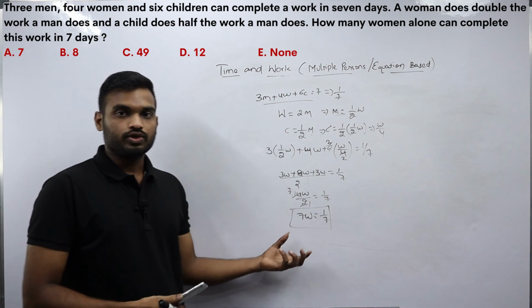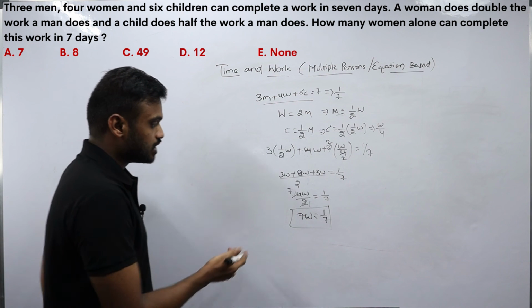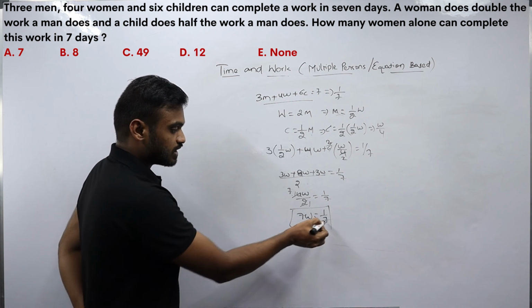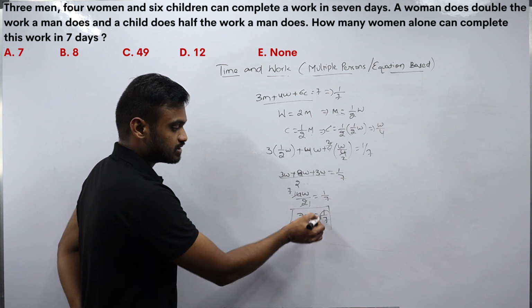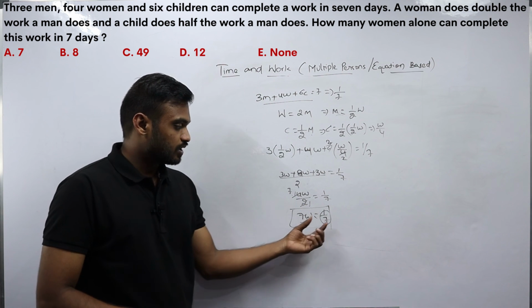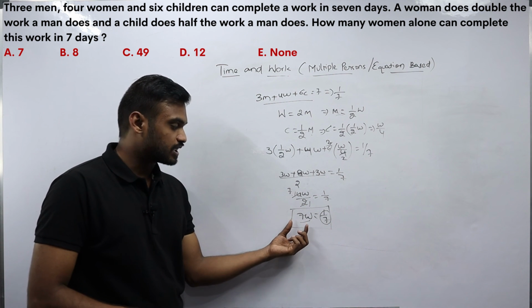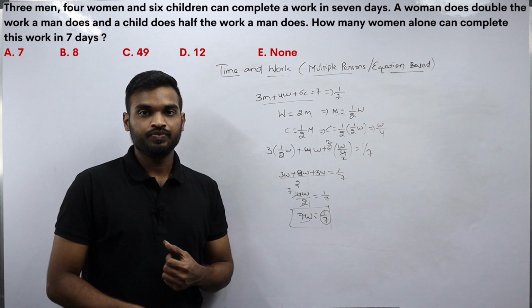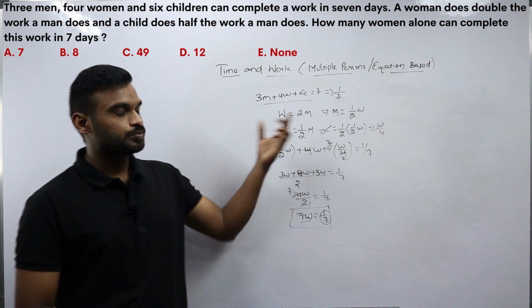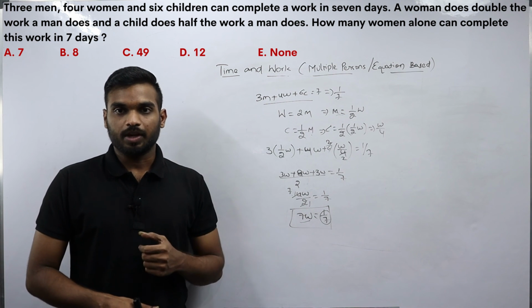We don't even need to cancel the values. Here we have directly got 7 women can complete the work in 1 by 7, so that is 7 days. 7 women's efficiency is 1 by 7. So 7 women can complete the total work in 7 days. In this way we solve multiple persons and equation based problems.